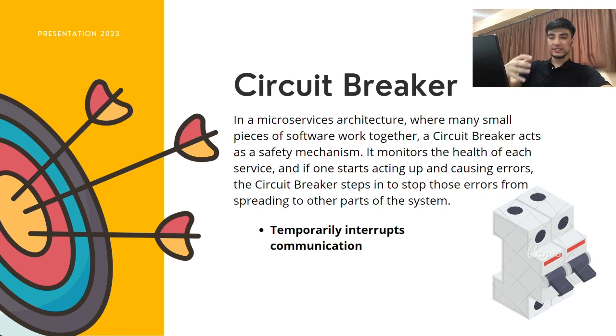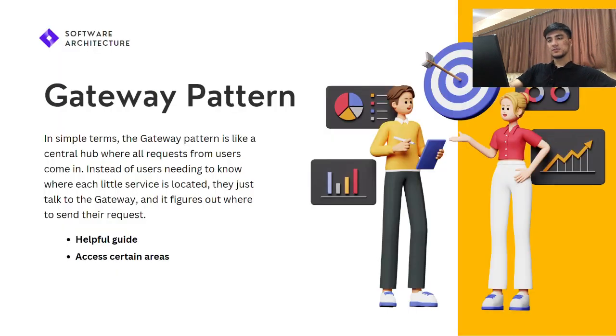So instead of letting one problematic service break down the whole system, the circuit breaker temporarily interrupts communication to that service. This prevents the errors from snowballing and allows the rest of the system, the rest of the code, to continue running smoothly. So as I said, it's like putting a temporary barrier to contain the chaos until the problem is fixed.